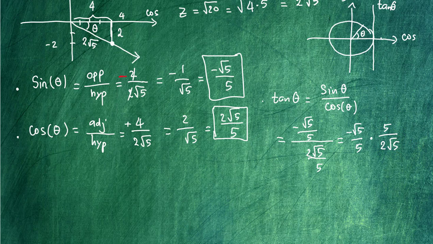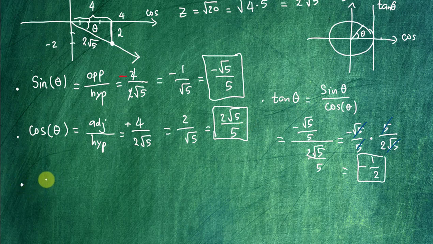Okay, and now in here I see that I can cancel out the square root of 5 and also the 5. So all I get now is minus, and then 1 on the top over 2 at the bottom. So we cancel everything, leaving minus 1 on the top and 2 at the bottom. So this is my tangent value. And then we have sine, cosine, tangent.